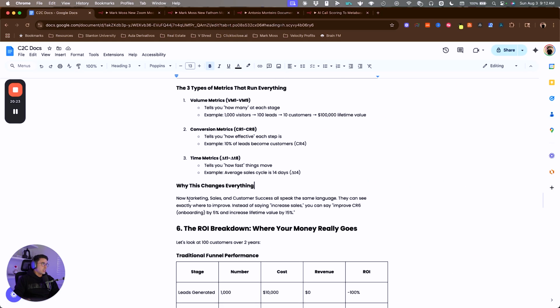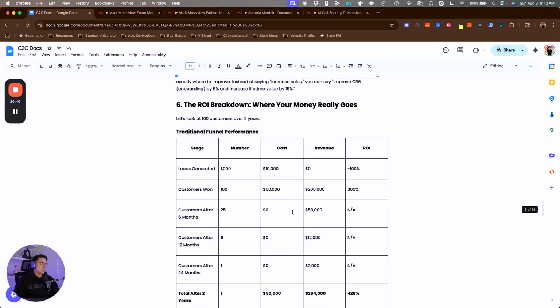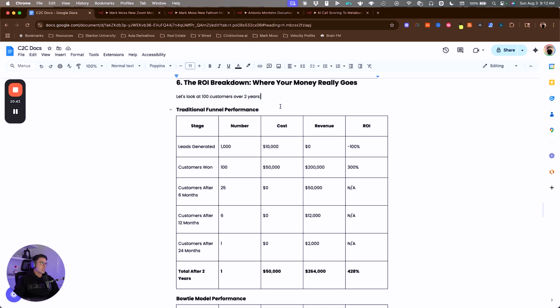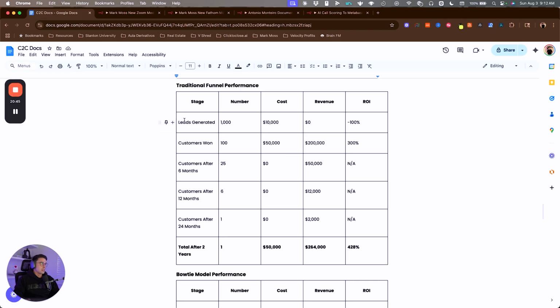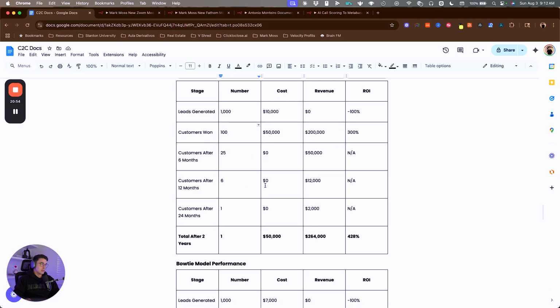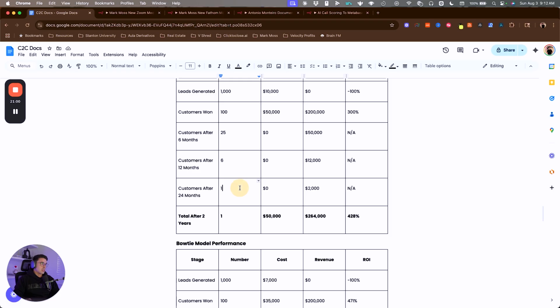So why this changes everything is because now marketing, sales, and customer success all speak the same language. They can see exactly where things improved. Instead of saying increase sales, you can say improve the conversion rate at step 6, improve onboarding by 5%, and increase lifetime value by 15%. And the ROI breakdown, where your money really goes, is looking at 100 customers over 2 years, right? You can see that we generated, in the traditional sales funnel, 1,000 leads and the 100 customers we want. It's very optimistic. Then customers after 6 months, customers after 12 months, customers after 24 months.